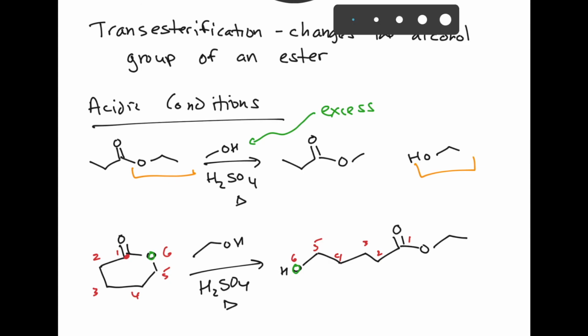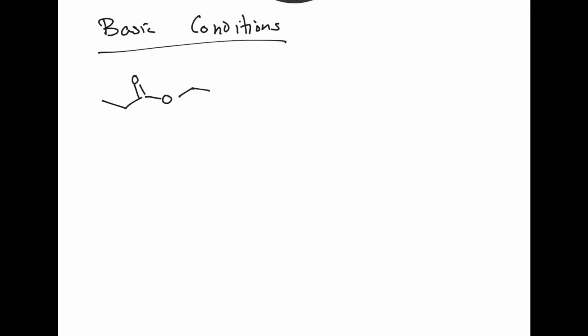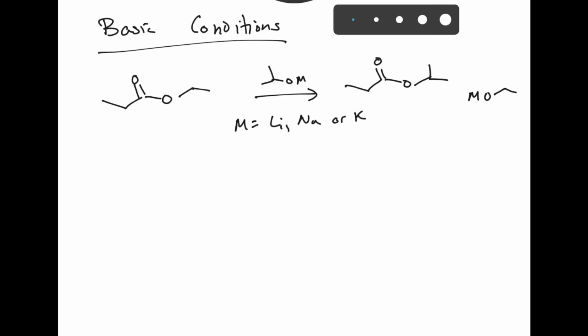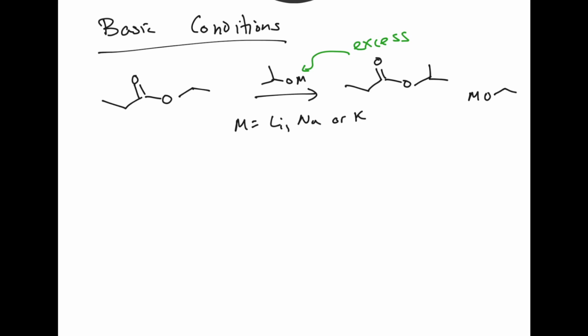And then we can also do transesterifications under basic conditions. So under basic conditions, you're going to have your ester of some sort, and then you're going to have an alkoxide. The metal, again, is the big three, lithium, sodium, or potassium, and you're going to switch your ester for the alkoxide and generate a new alkoxide. And again, this is in excess for the same reason. We have to drive the reaction to completion.